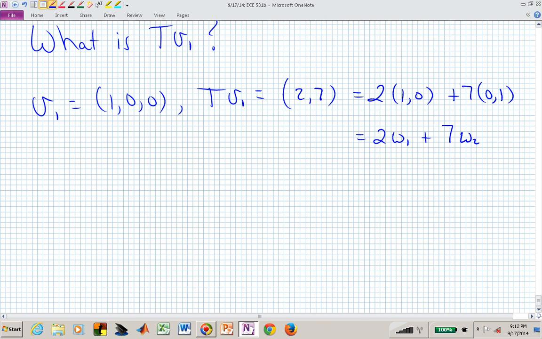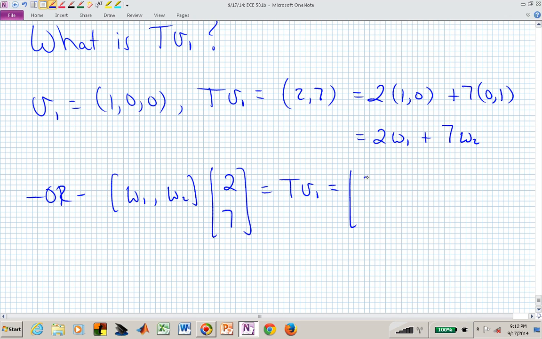And you could now sort of view that in the following way. You could say, oh, now if I had a basis vector W1 and W sub 2, I can now create 2W1 plus 7W2 by post-multiplying that set of basis vectors by the column vector 2, 7. And that's now equal to TV1, where TV1, written as a column vector, was also 2, 7. So this is now, if you want to look at it that way, the first column of our matrix representation.